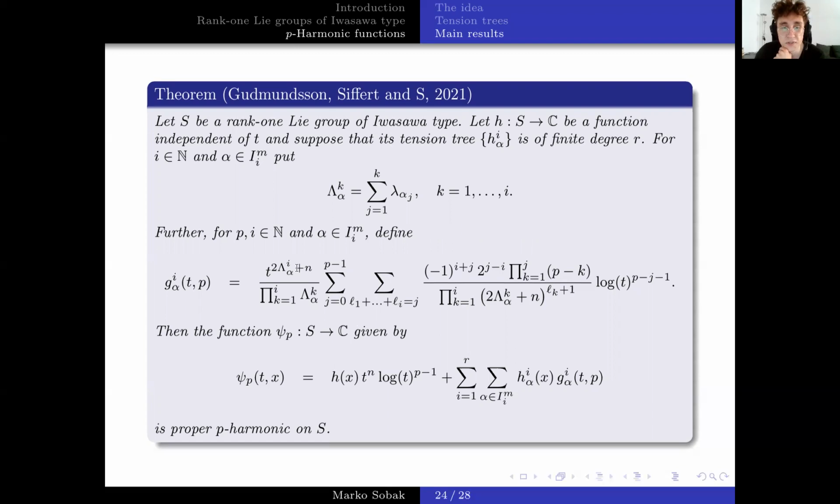Okay, so you see the only difference is that in the definition of these correctors, we have plus n here, and this became a plus. It used to be a minus before. And then you define everything in the same way. You still have this first part, and then you have this corrector sum, and then you can show that this thing is proper p-harmonic on S.